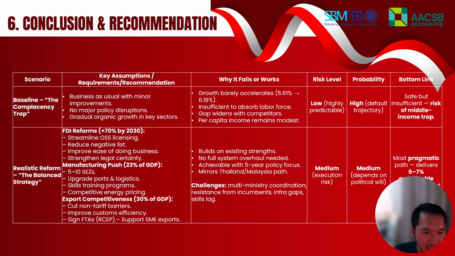And the conclusion: if we want to follow the baseline scenario, we must do business as usual with minor improvement, no major policy disruption, and gradual organic growth in key sectors. But if we want realistic reform, the balanced strategy, we need to reform FDI, push manufacturing, and improve export competitiveness. This is without a race here. This is if everything comes with a race here. This is the risk and probability and the bottom line about our current mission.